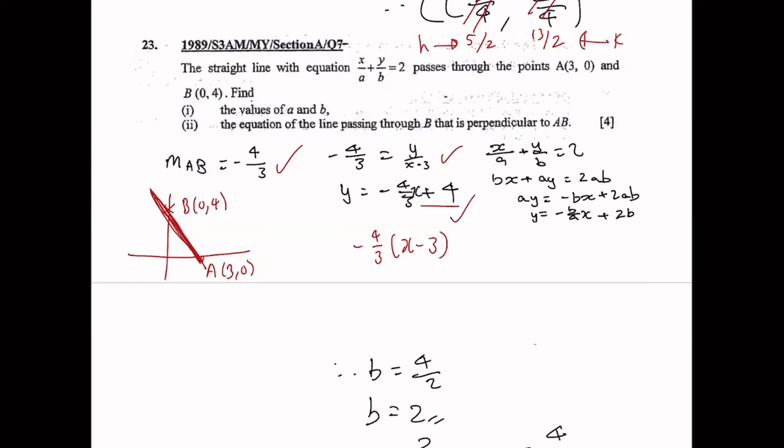That's fine. Good. Then now you start with the equation x/a plus y/b equals 2. You multiply left and right by ab, right?